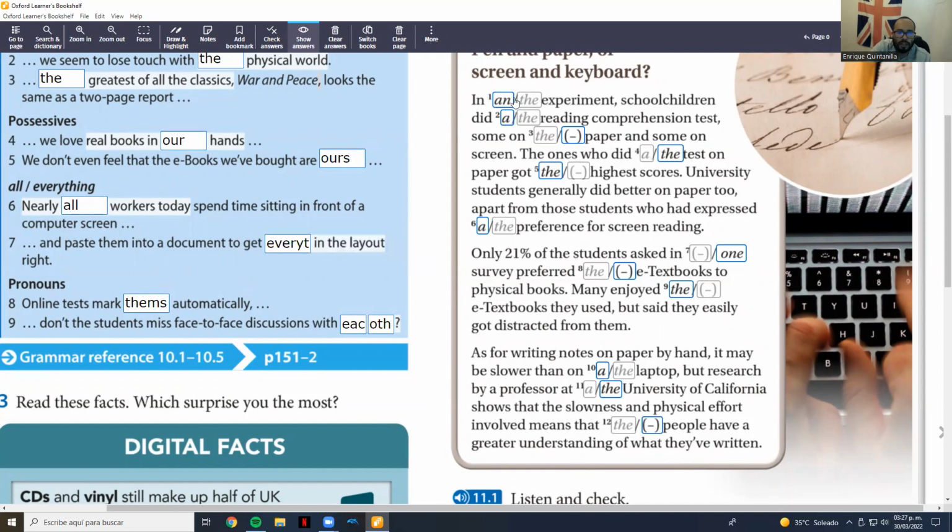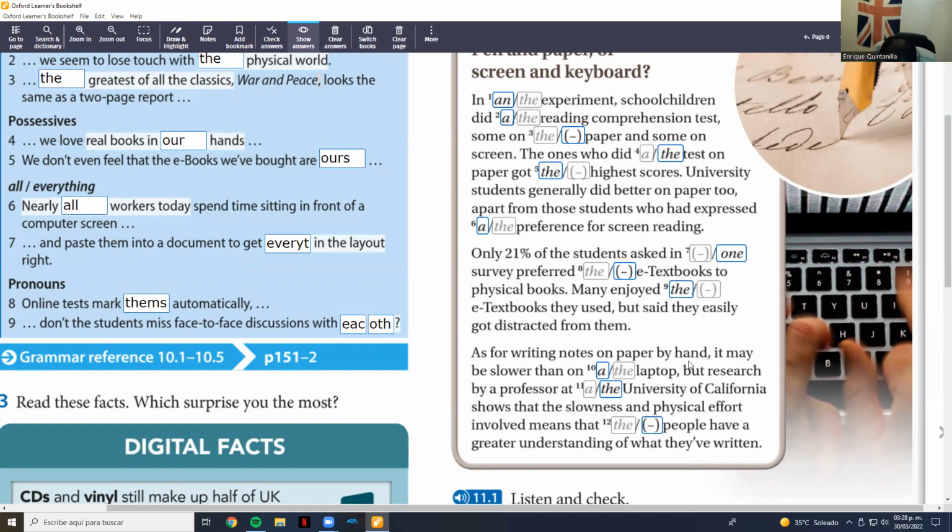Very good. So those are the answers. An experiment, did a reading, no article, paper, the test, a preference, one survey, prefer e-textbooks, the e-textbooks, by the professor at the university, and people, no article. If you notice, for general things like people, paper, textbooks, we normally don't say articles, yeah?